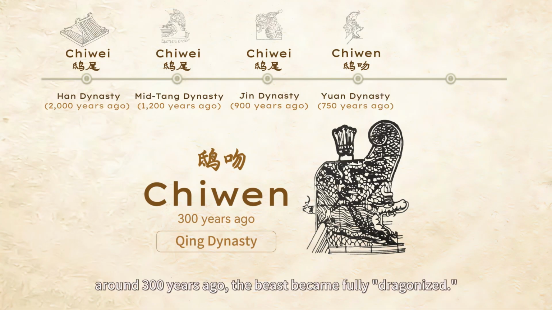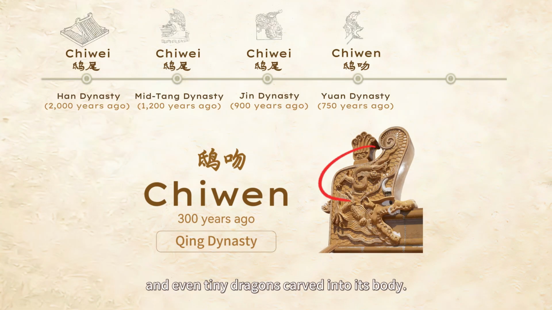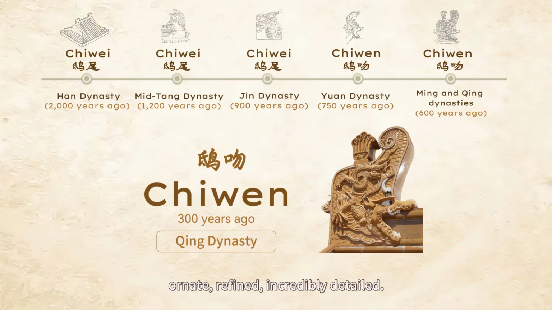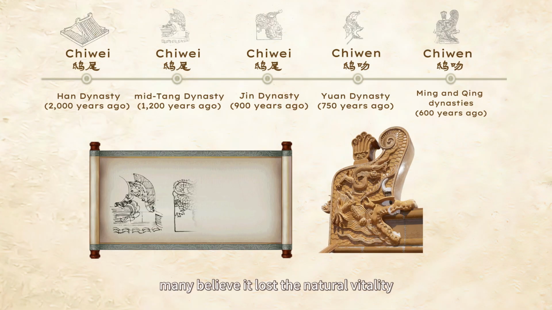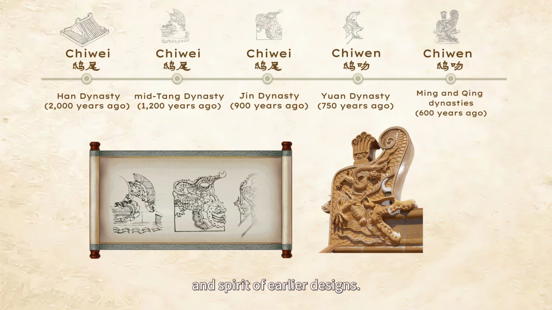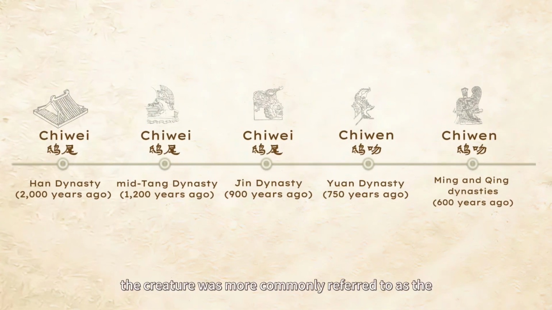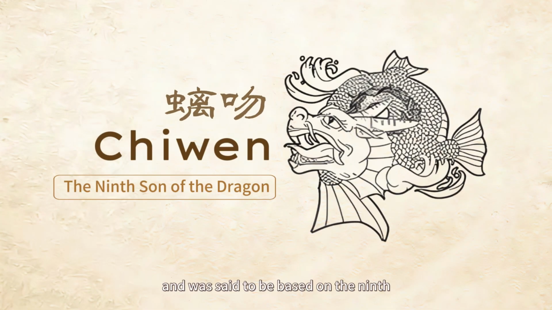The beast became fully dragonized. It had a fierce dragon's head, a curly dragon's tail, and even tiny dragons carved into its body. The craftsmanship was breathtaking, ornate, refined, incredibly detailed. But for all that technical brilliance, many believe it lost the natural vitality and spirit of earlier designs. By this time, the creature was more commonly referred to as the Chiwen, or Dragon's Fire-Swallowing Son. It was said to be based on the ninth son of the Dragon King.